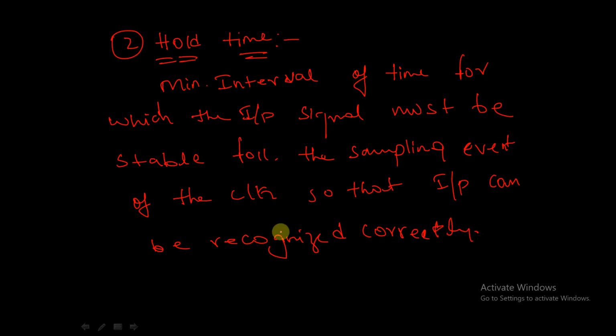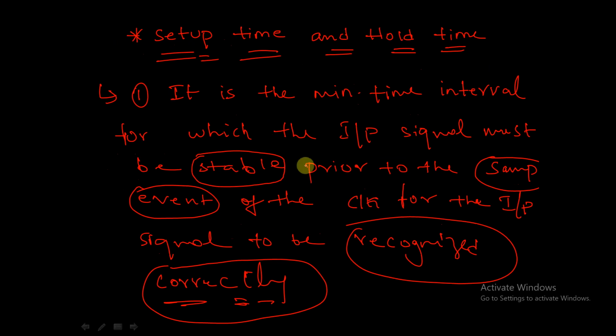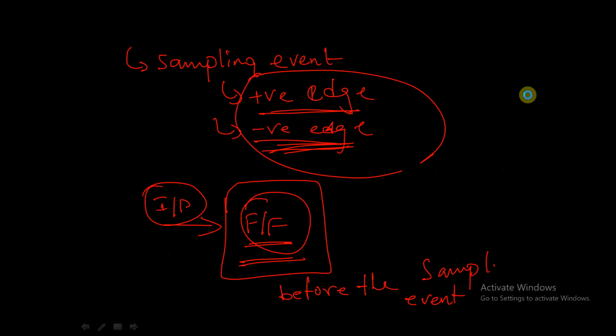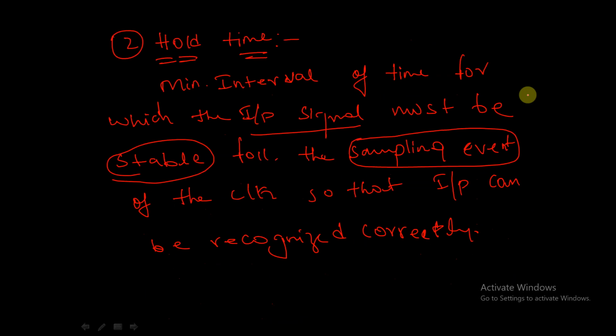So what are the keywords in this particular definition? The minimum interval of time for which the input signal must be stable. Stable is a keyword, following the sampling event. In the case of setup time, what do we have? Before the sampling event, prior to the sampling event. But in the case of hold time, what you can observe is following the sampling event of the clock. The sampling event may be positive edge or negative edge, so that the input can be recognized correctly.